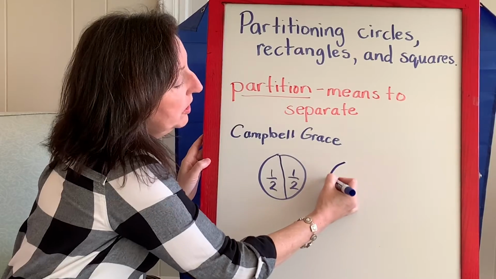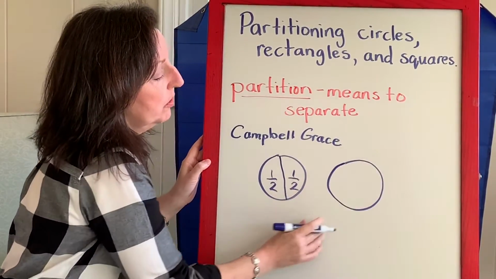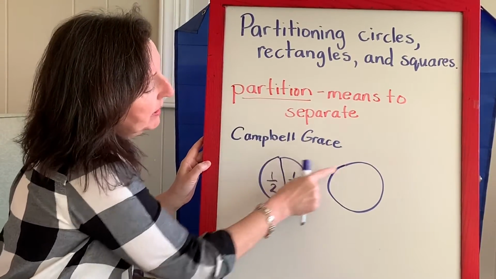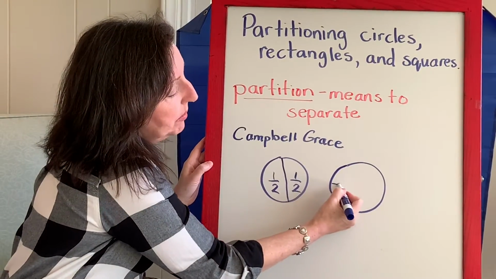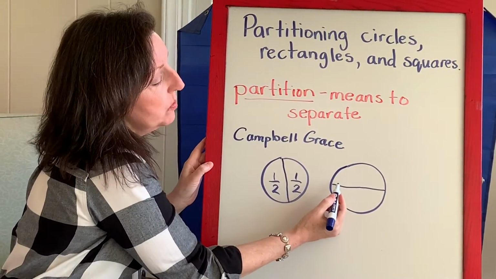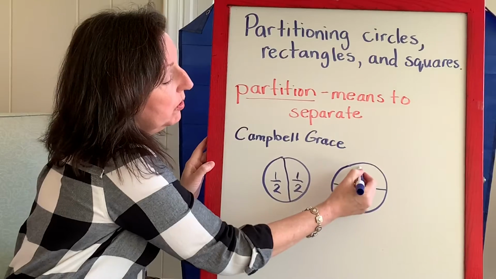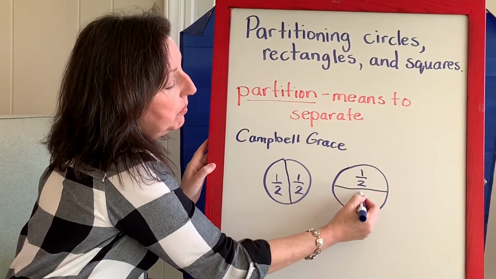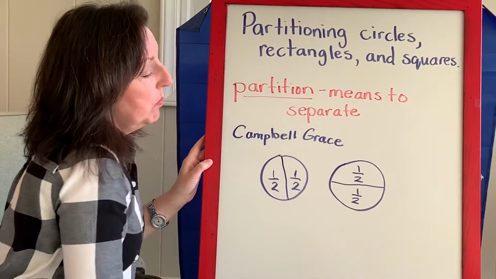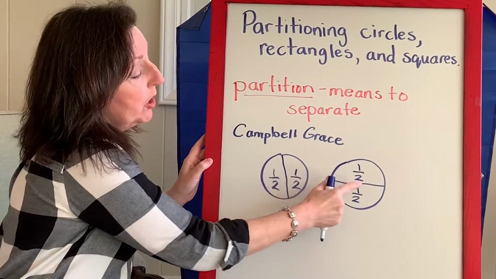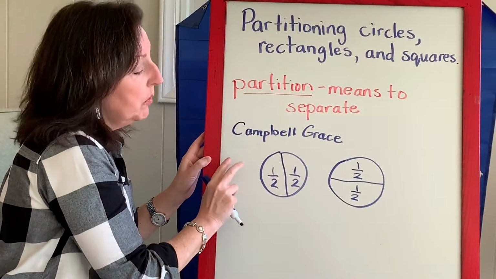Let's continue with using Campbell Grace. Here's another circle. It doesn't have to be up and down like this. Campbell Grace could do her line this way, partitioning her circle. And that would be 1 half, and that would be 1 half. So we have learned to partition a circle into 2 equal pieces.